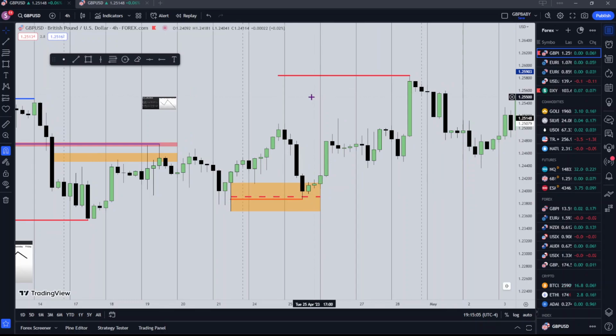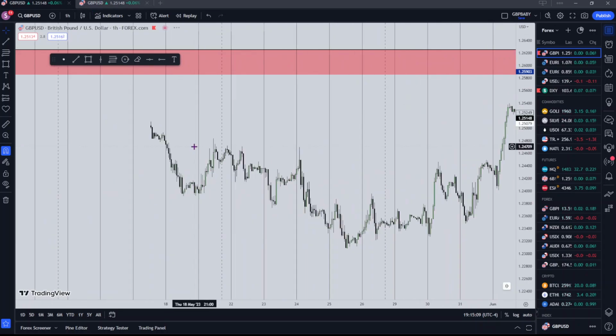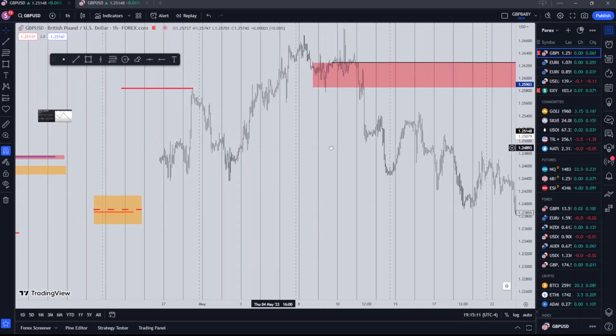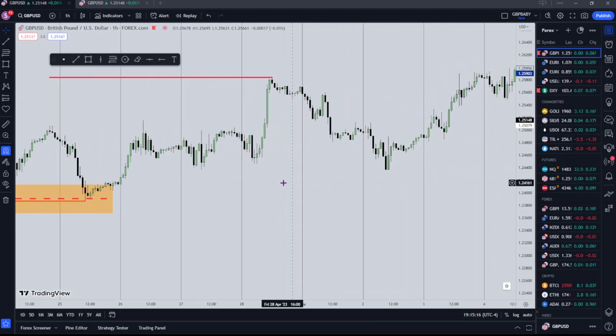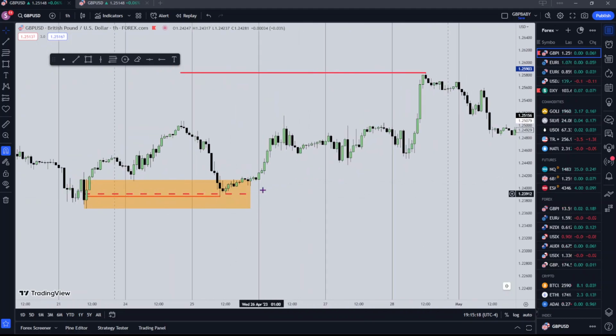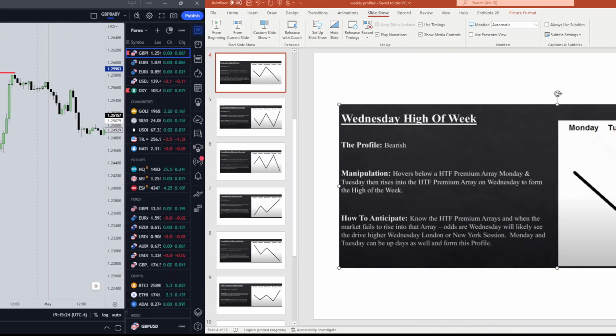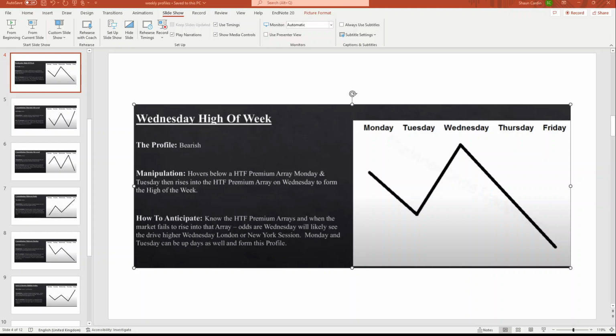So let's go to the 1 hour again. I think 1 hour is best when looking at weekly profiles, by lots of things. You know, it's not too much information, and you can see pretty much how price traded. There's also a bullish order block here that we traded into. So let's go to the weekly profiles and see what we can find. We want to find a Tuesday low of week and then some kind of run higher on the weekly profiles. So let's have a look.